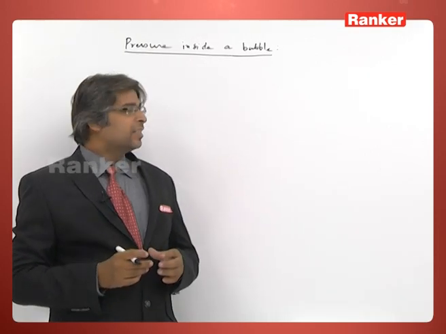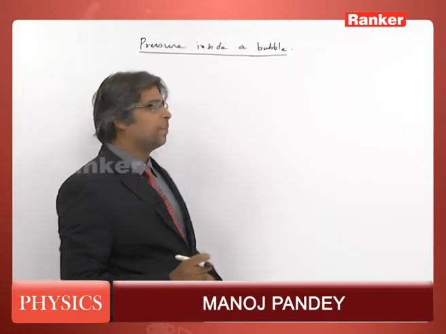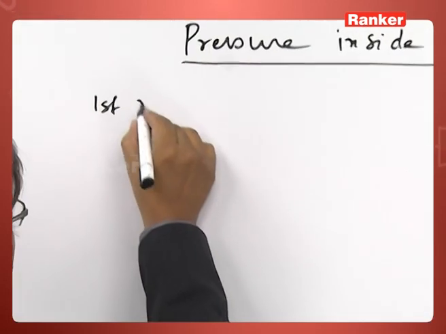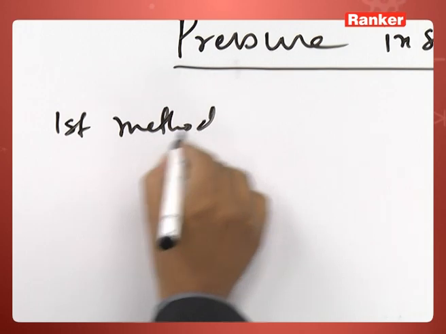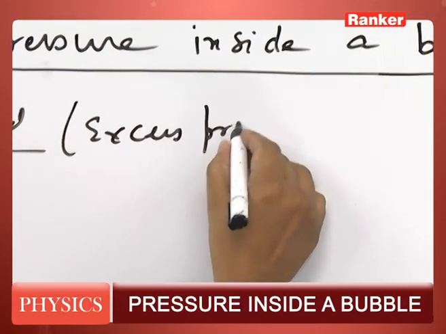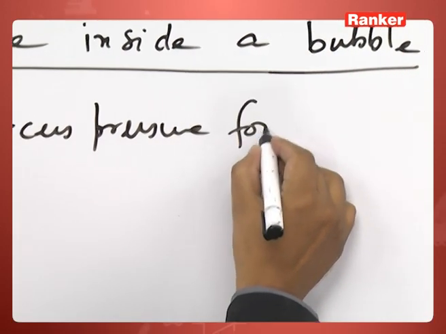So, now let us see the pressure inside a bubble. Again we will use the same three methods. First method: let us see the first method, that is the excess pressure formula. We will be using it.